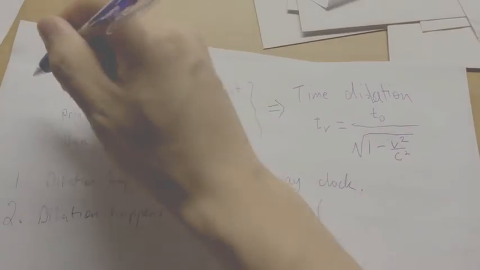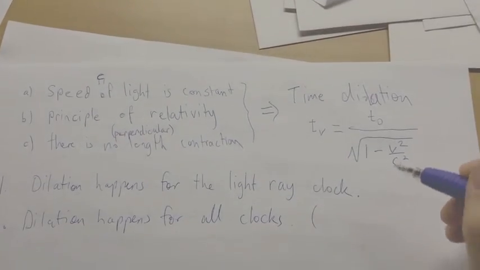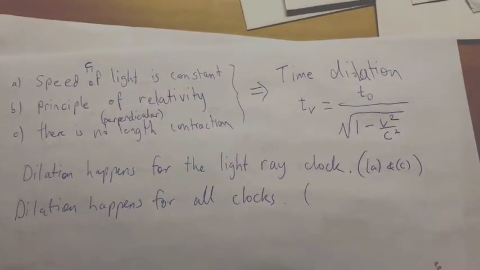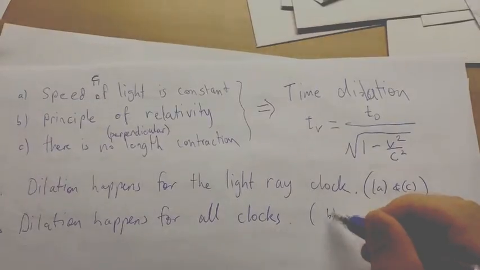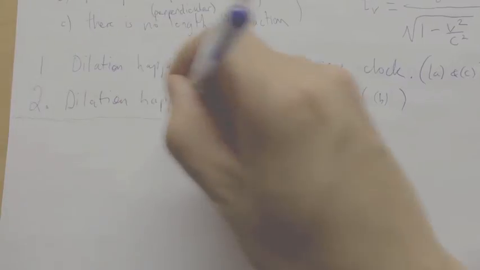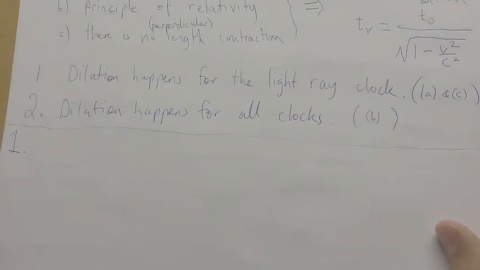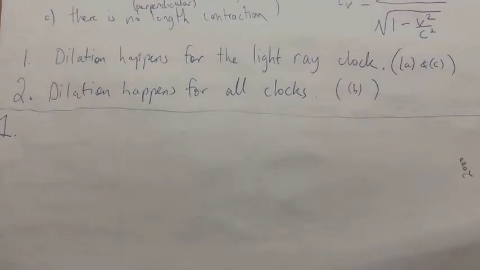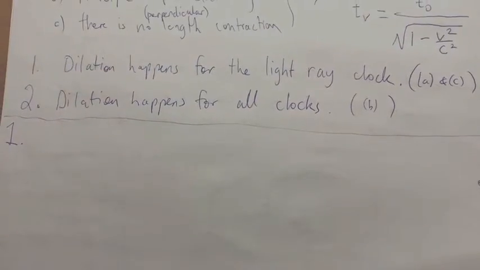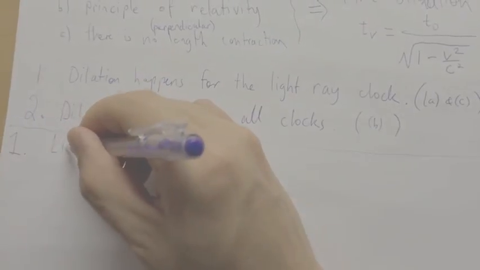So maybe we could say this is A, B, C. And we'll use A and C for the first one, and we use B primarily for the second one. Okay, so the first one. So what is a light ray clock? So a light ray clock is very simple. It measures time by reflecting a ray of light from one point to another. So light ray clock.